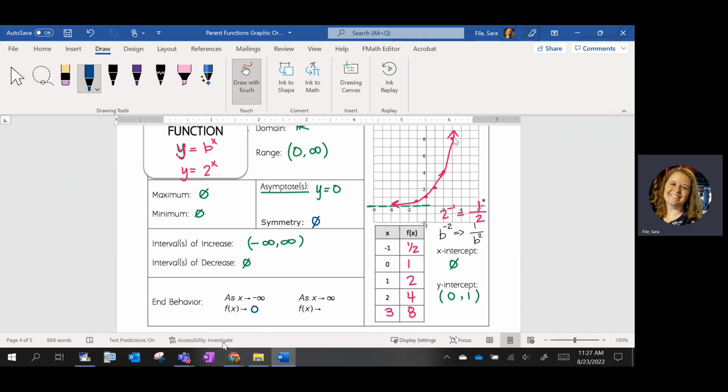Okay, what about the right side? As x approaches infinity, what's f of x approaching? Infinity as well, it's going up. So the left side is approaching the asymptote at 0, the right side is going up, it's rising.